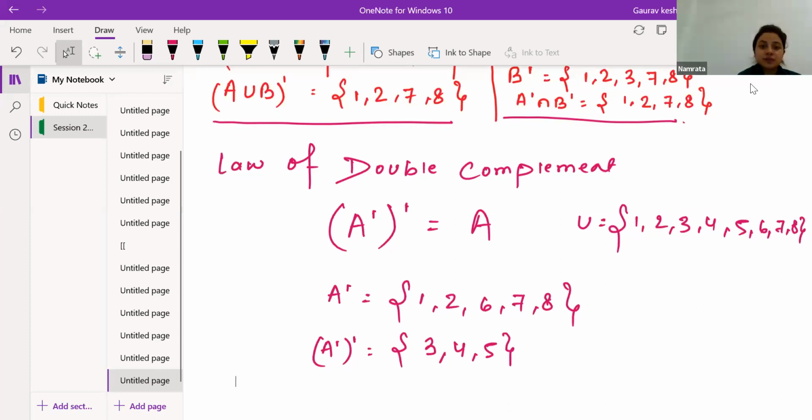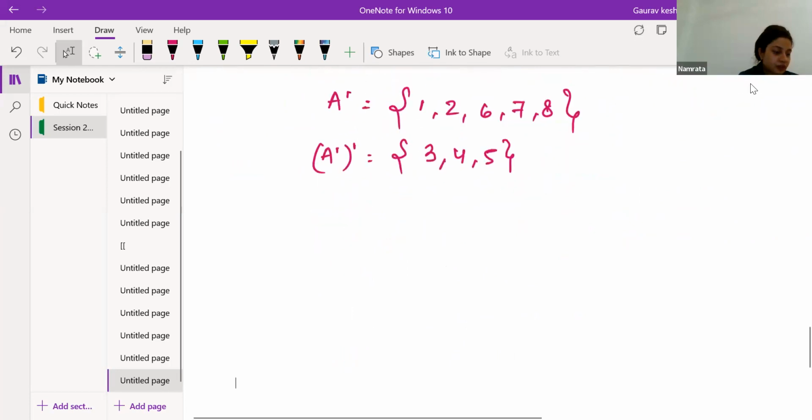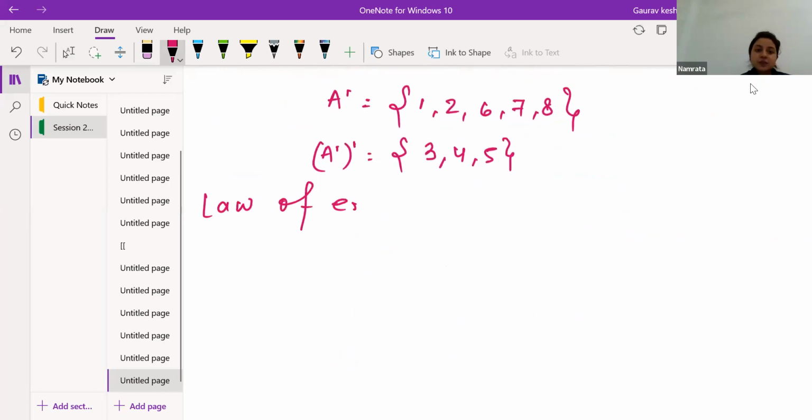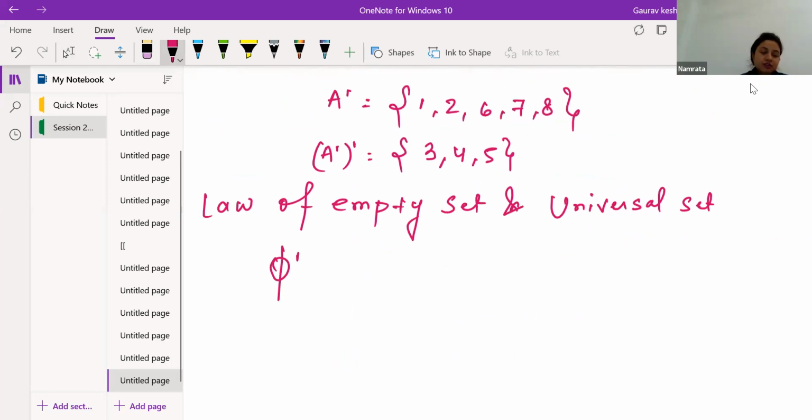Now next one, there is the law of the empty set and universal set. The law says that the complement of the empty set will be the universal set, and the complement of the universal set will be the empty set. All right.